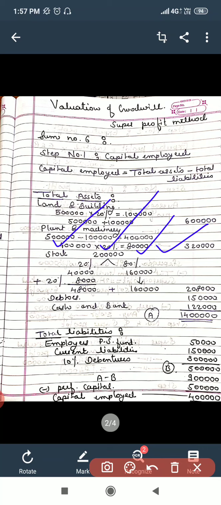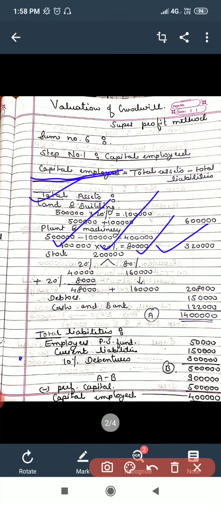Now the next asset in your balance sheet is the 12% tax-free government securities, face value of rupees 1 lakh. Here the government securities specified in your balance sheet are a non-trading investment, and non-trading investment won't form part of total assets for the calculation of capital employed.